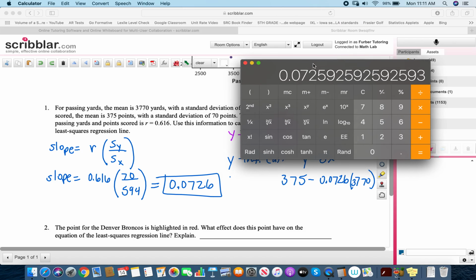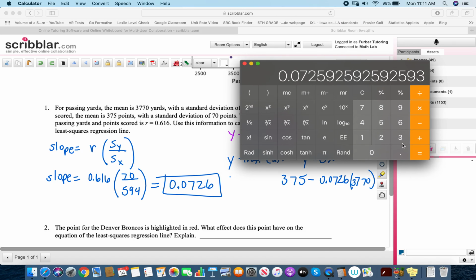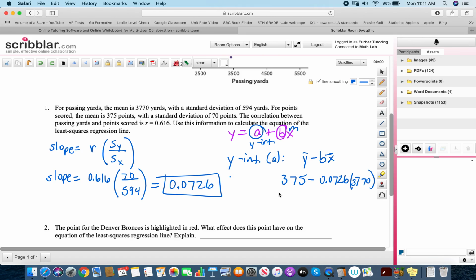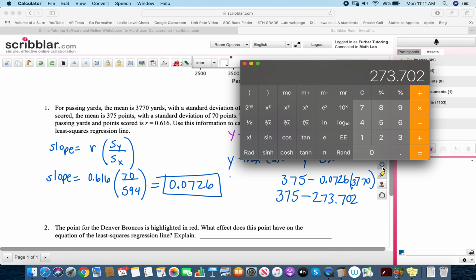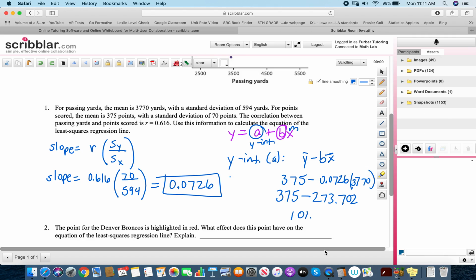And again, I'll use my calculator on this one. So I'm going to do the 0.0726 times the 3,770. That's going to give me 273.702. So when I do that subtraction, I'm going to get that the y-intercept is approximately 101.298.